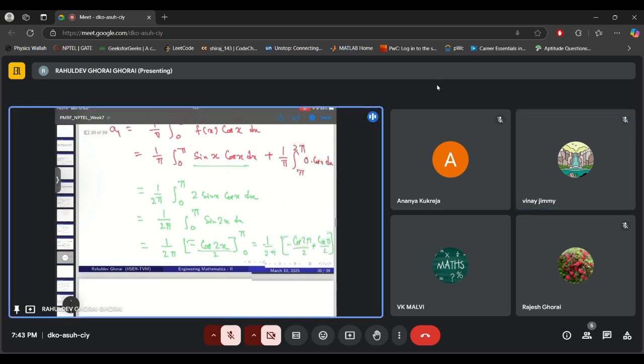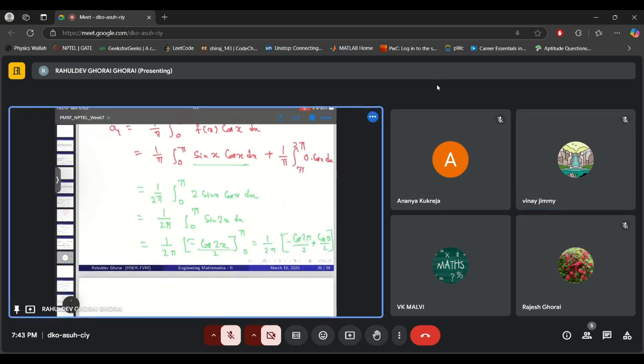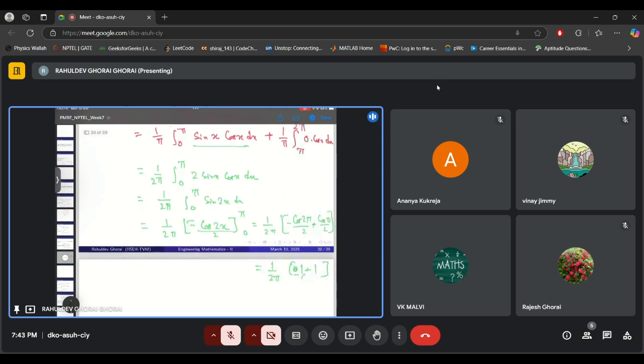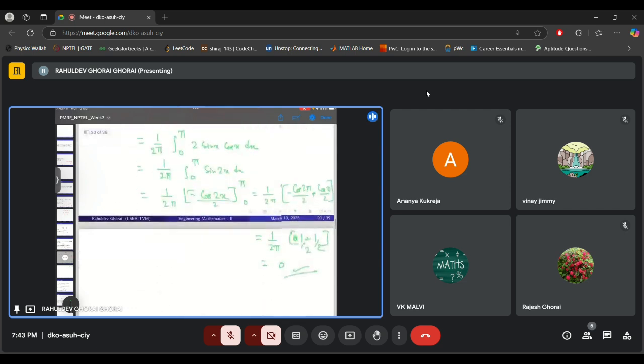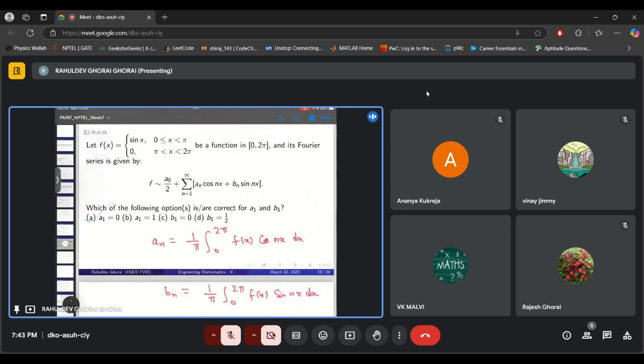So cos 2 pi is minus 1, okay, 1. Yeah, it is minus 1. So 2 pi gives minus 1, minus 1 plus 1. Cos 0 is 1, minus half plus half, that will be 0, right? So a1 will be 0 then. Yeah, a1 is 0. The first one is correct, but it is written that a1 is equal to 1, so this is not correct.